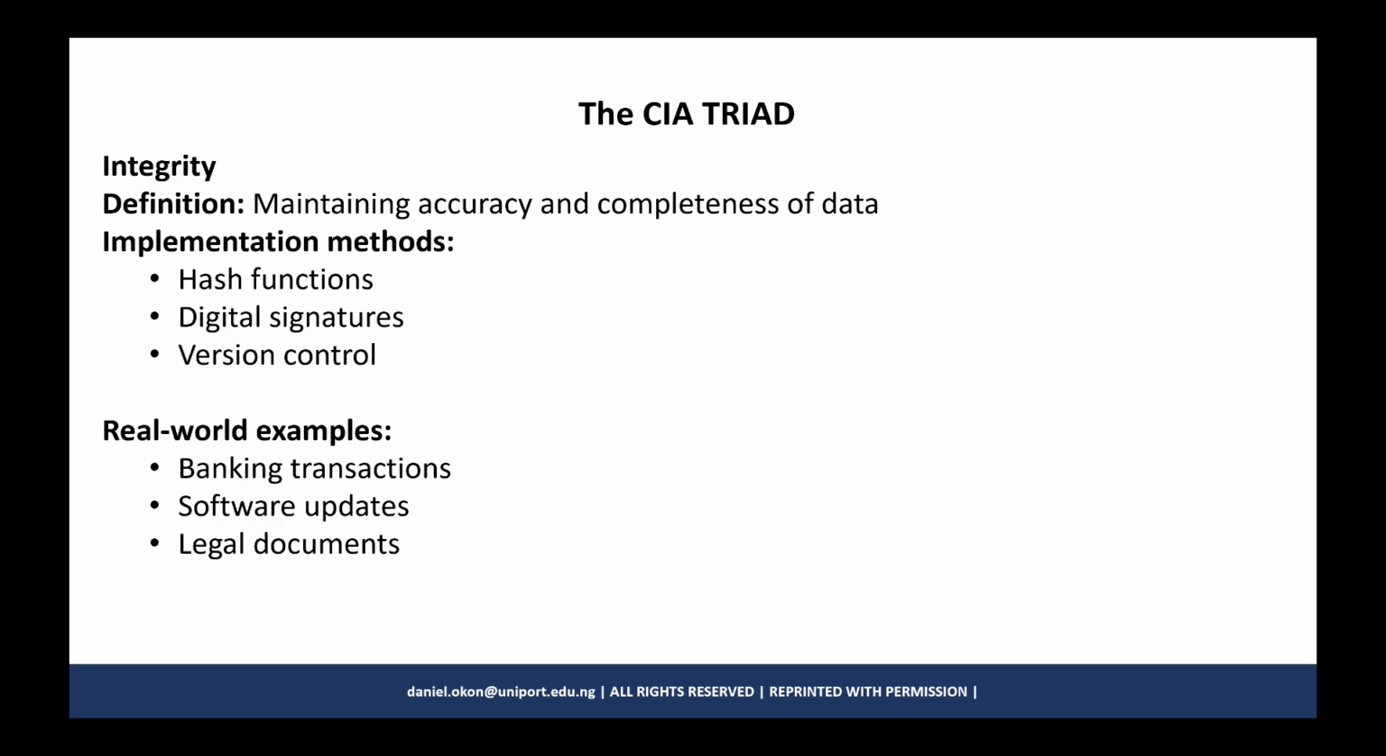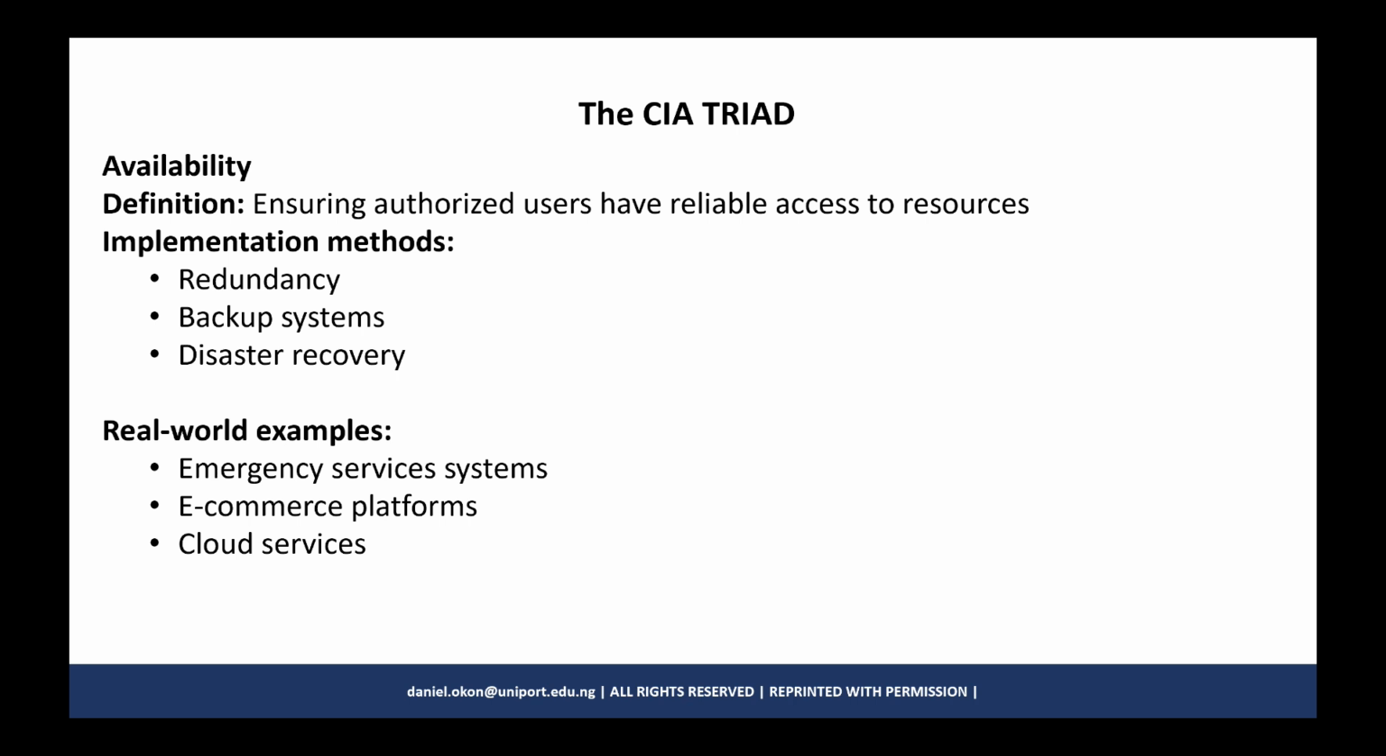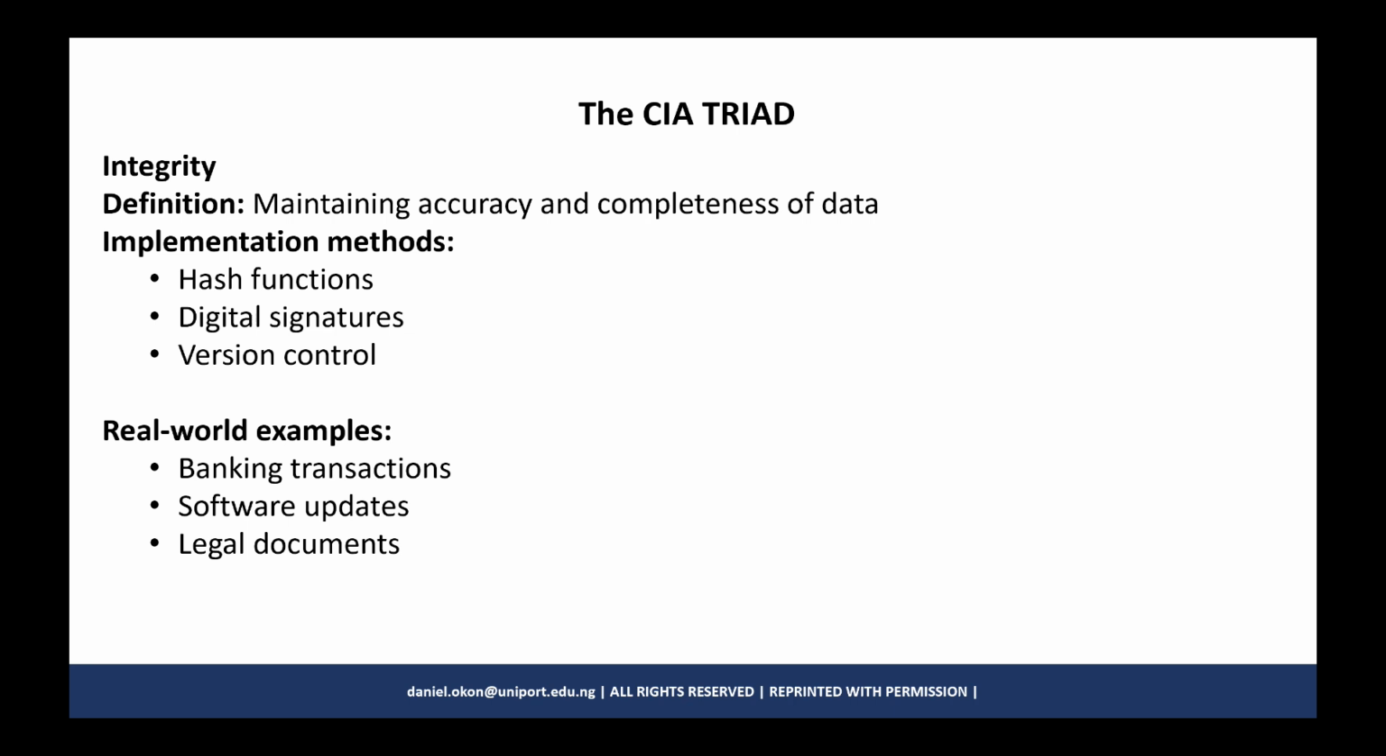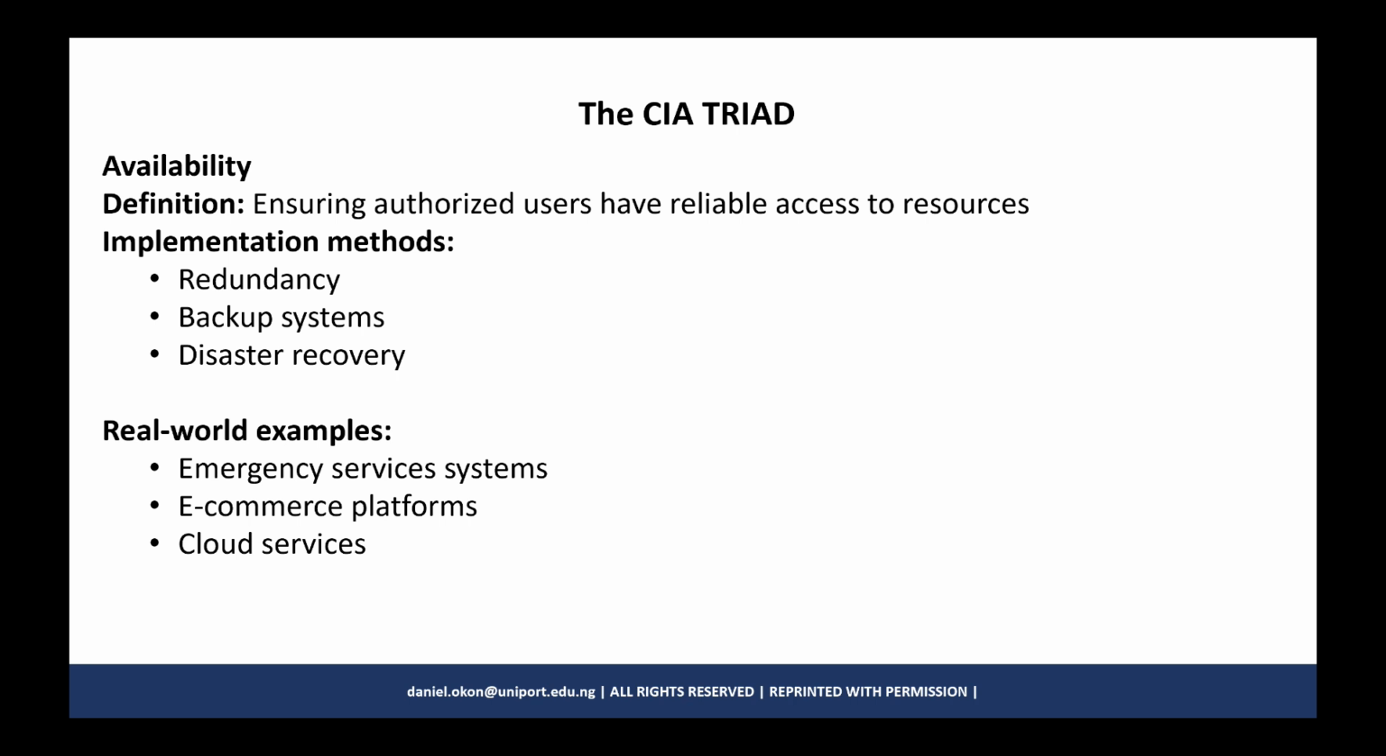Digital signatures. The next thing has to do with the CIA triad. We talked about confidentiality, ensuring that information is accessible to only authorized parties, integrity, maintaining accuracy and completeness of data. The next thing has to do with availability, ensuring that authorized users have reliable access to resources.